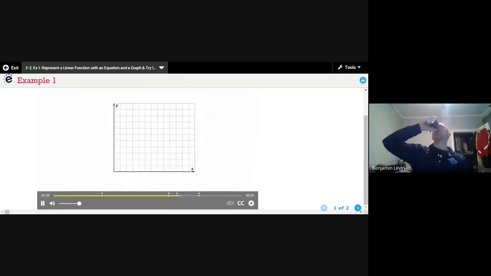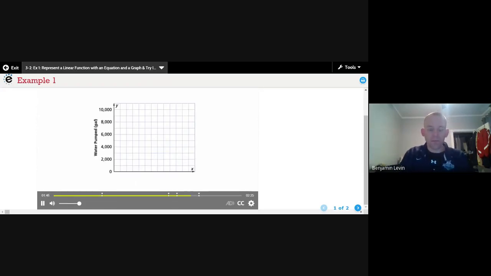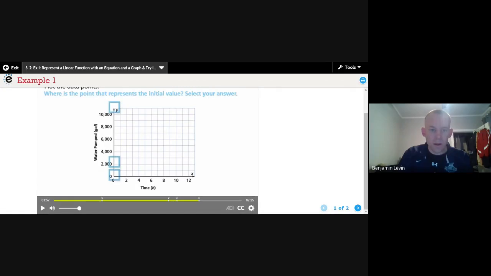Another way to solve the problem is to use the information given to make a graph. In this graph, the y-axis shows the water pumped in gallons, and the x-axis shows time in hours. Let's plot some data points. All right, so we are now going to make a graph for the scenario.